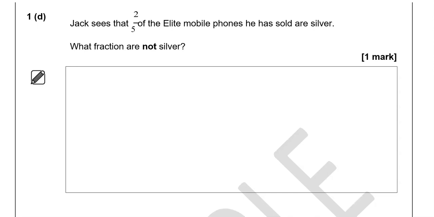Jack sees that 2/5 of the Elite mobile phones he has sold are silver. What fraction are not silver? So 2/5 are silver. The rest of them are not silver. So what is left? 5/5 is the whole thing, all of the phones. So if I take away 2/5 from that, I'm left with 3/5.